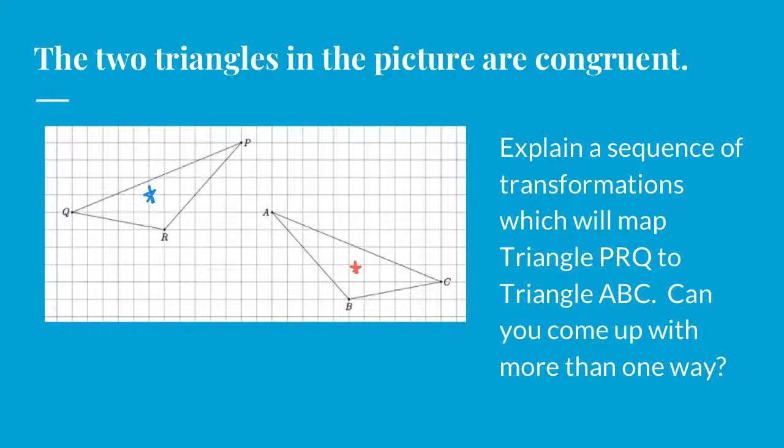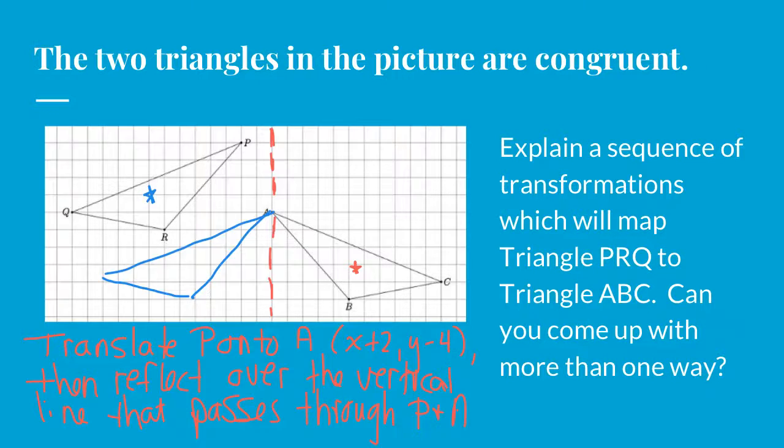I want you to explain a sequence of transformations which will map triangle PRQ onto triangle ABC, and if you can, come up with more than one solution. So pause me while you're working and then come back to see what I came up with. Here's what I came up with.